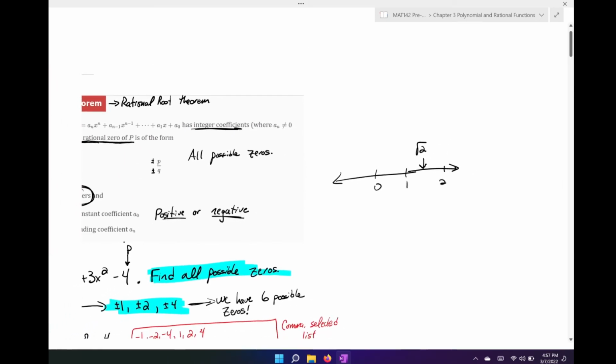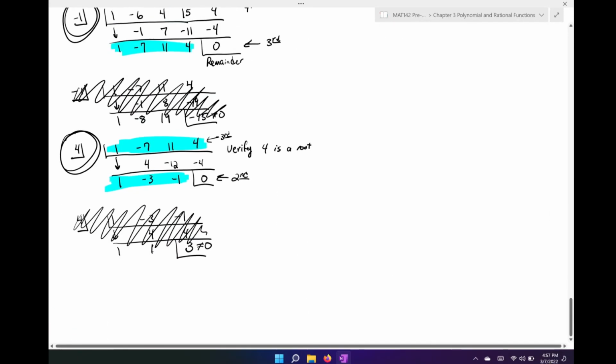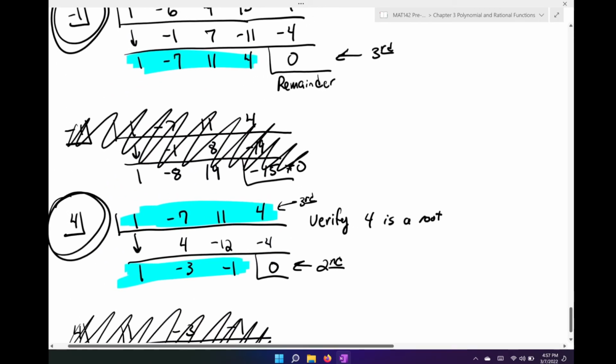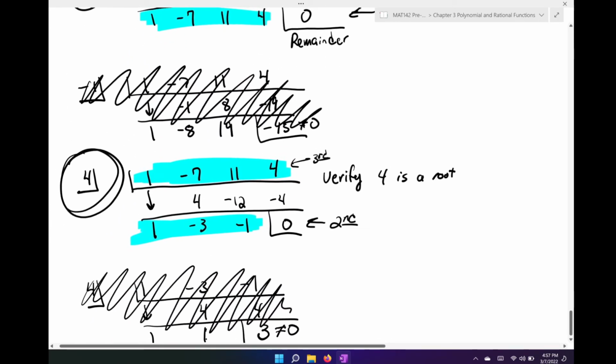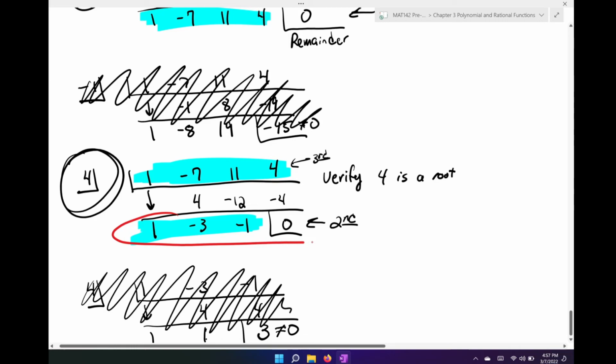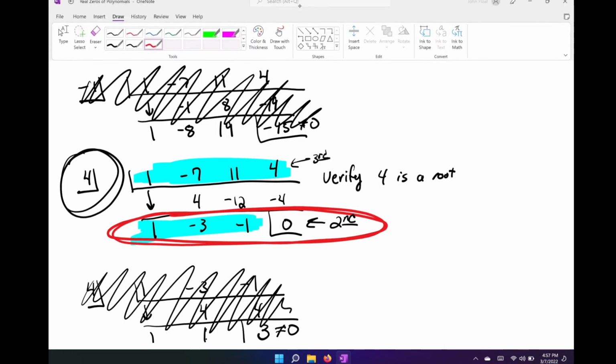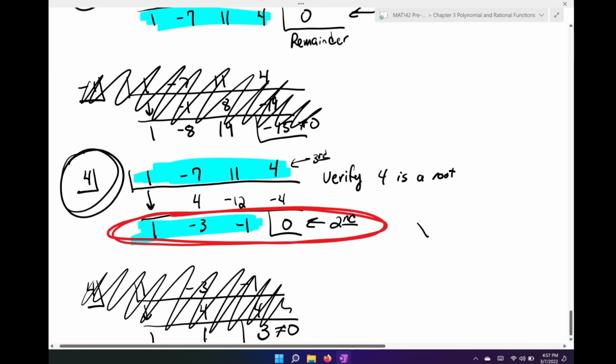So what we have to do is come all the way back to our problem and note that the very last row, and I'm going to get my big red marker out, this right here is a second degree polynomial, which means x squared minus 3x minus 1 equals 0.